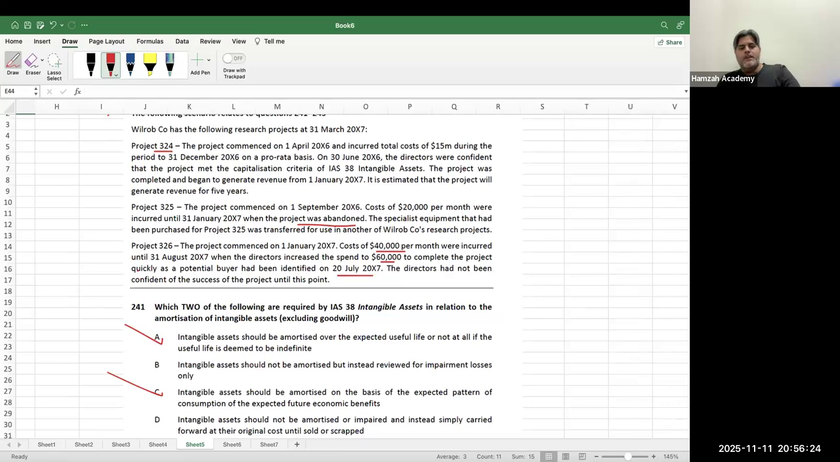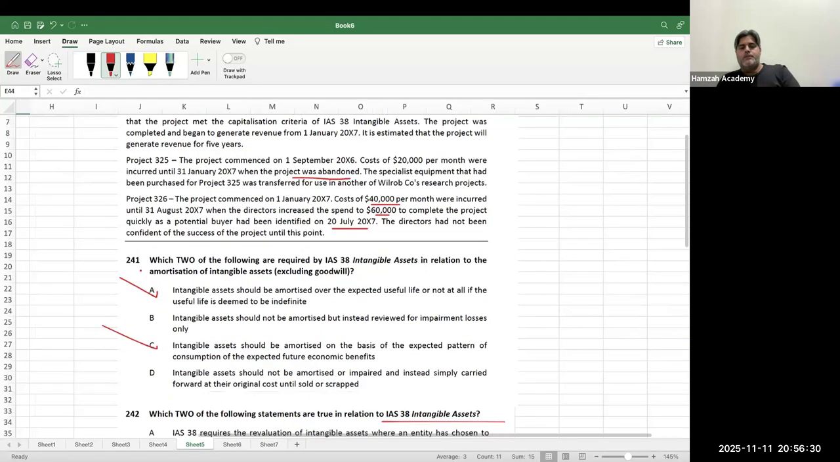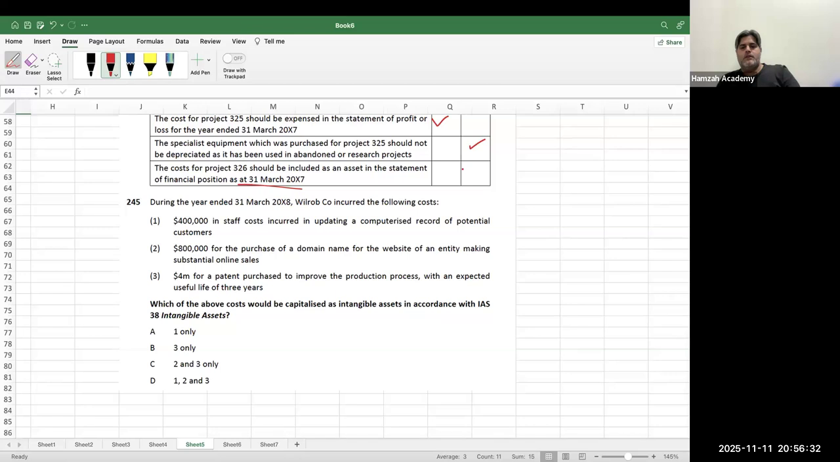No, when they got the buyer, then they got to know about it. So 31st March, it cannot be capitalized. It cannot be. So it's going to be false over here as well. Then during the year ended 31st March 2028, Wellrope Company incurred the following costs 1, 2, 3. Which of the above costs would be capitalized as intangible assets over here?